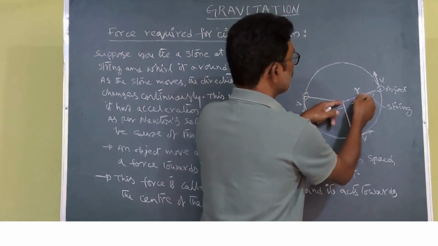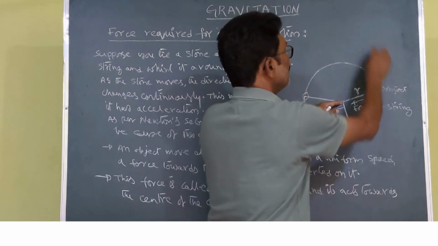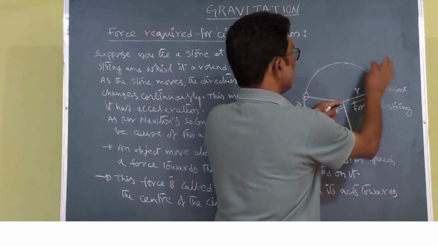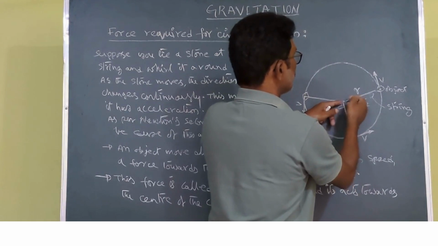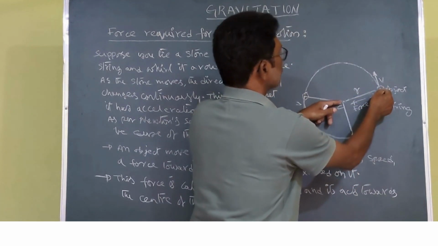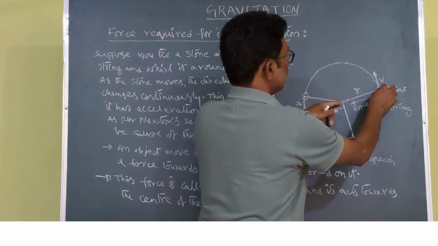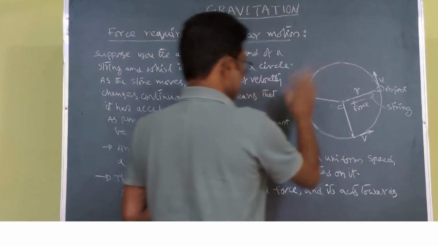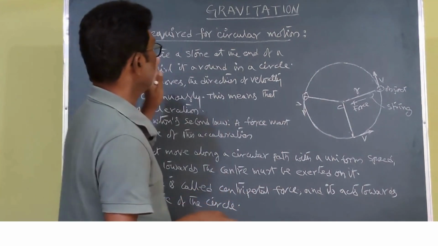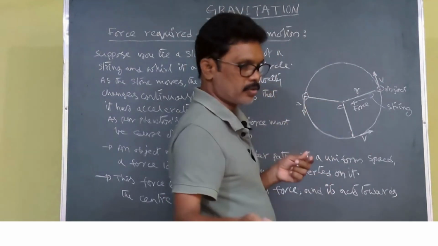If you lose this string, obviously this object will move in this direction with velocity v, along the tangent at that point. That is the meaning of this force required for circular motion. I have already shown you.